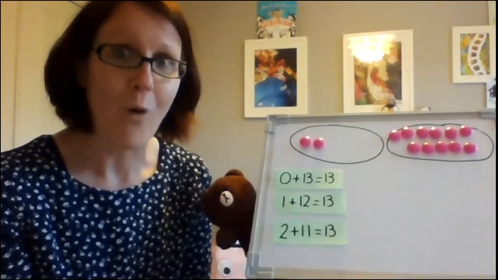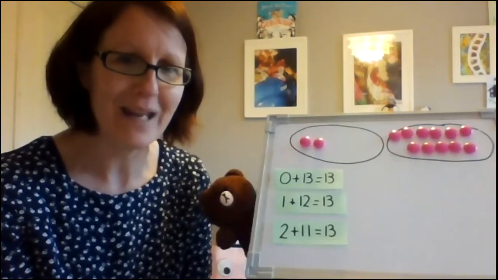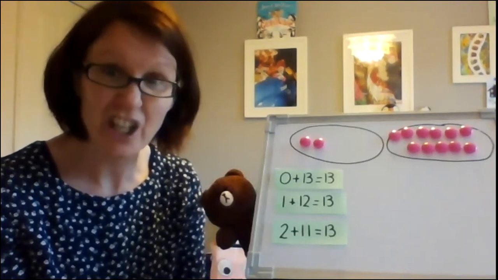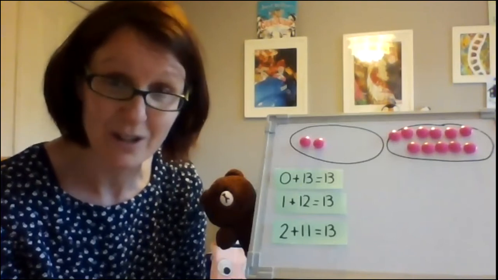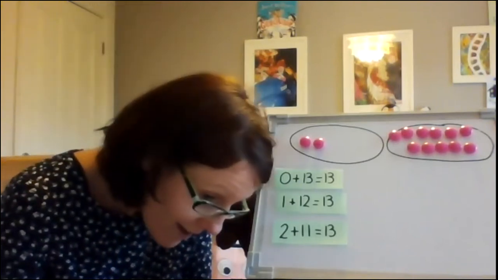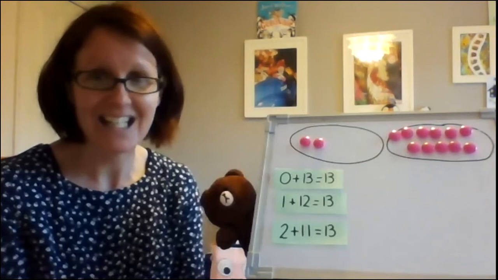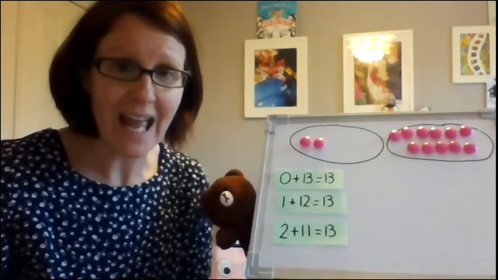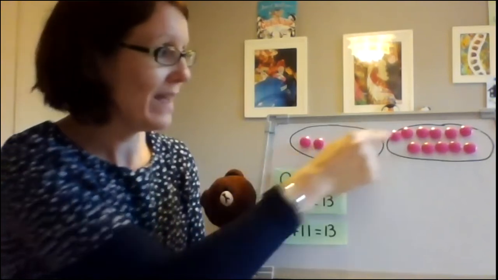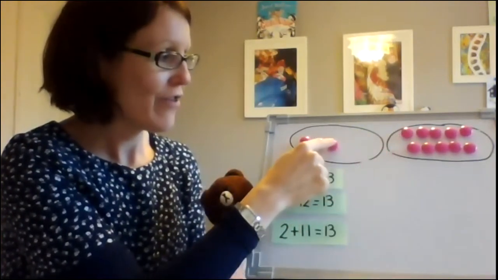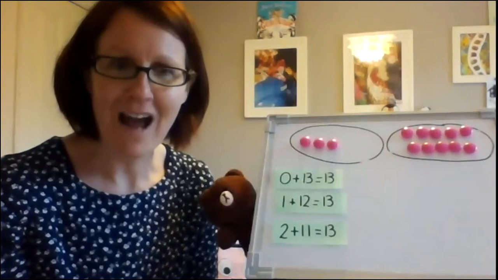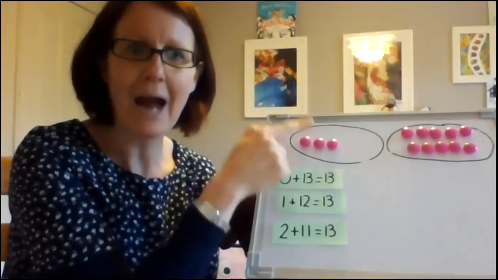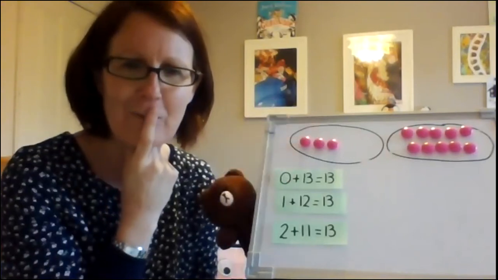So what would the next number sentence be? Have you guessed it? Shall I check with Ted what he thinks? I think Ted might have got it right too. He's doing so very well. Now, did you guess that the next number would be 3? Wow. So if we've now got 3 in our first group, how many will we have in our next group? What do you think it might be?